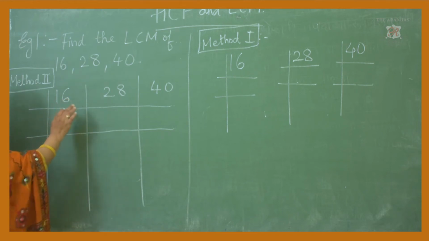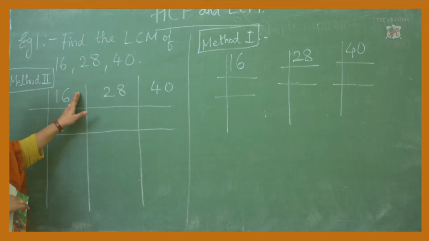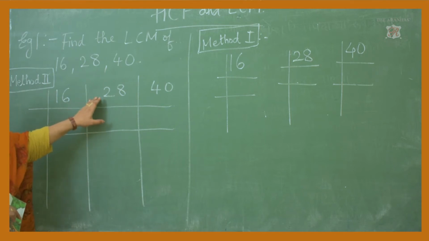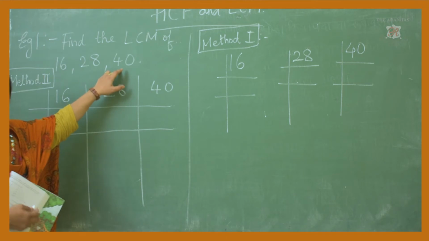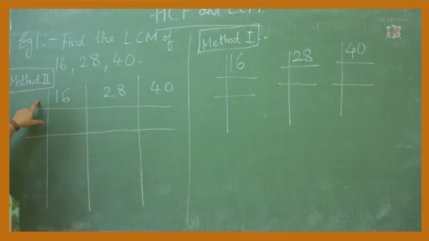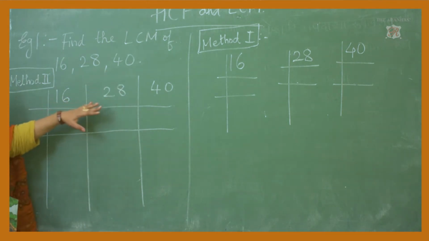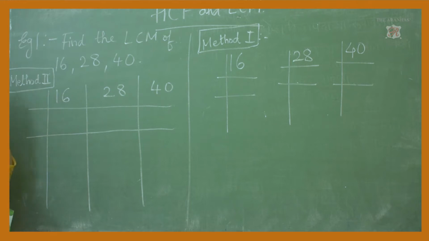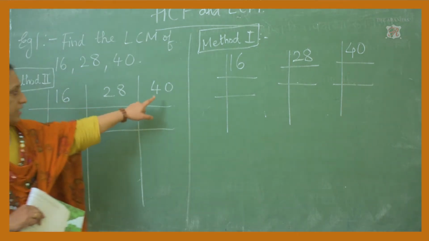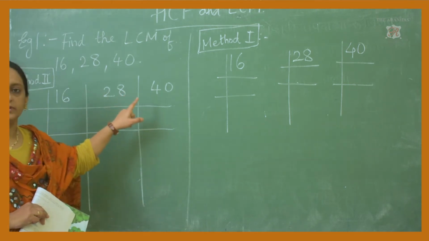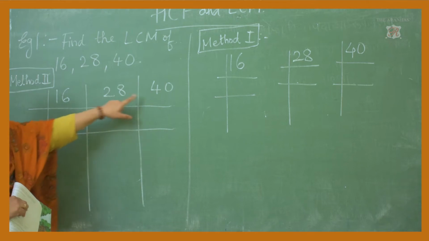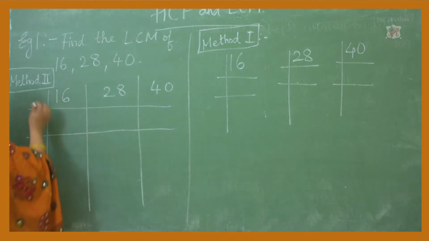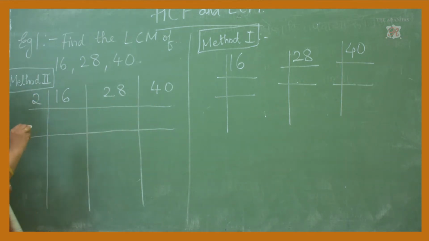See, first study the numbers in your mind. 16, 28, 40. These are the three numbers given in the question to you. So what you are going to do, you have to observe them. Yes, start from the two table in your mind and see. Does any number go in the two table? Among these three numbers, which number goes in the two table? Yes, this goes with 2, this also comes in the two table, this also comes in the two table. So you have to write 2 here.